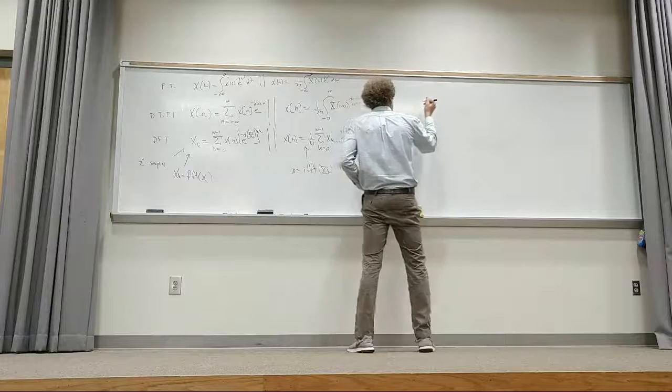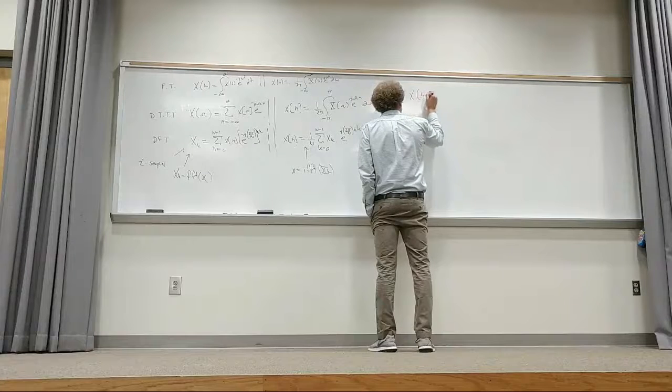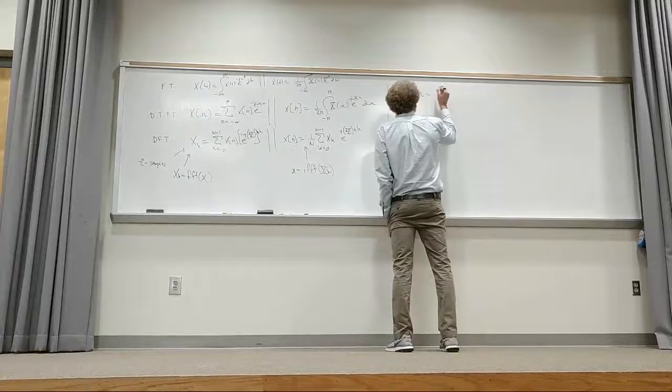So to compare, we could say that the actual Fourier transform, X of, and now it's omega, is equal to what? Remember? It was what? 2 pi over N, right?